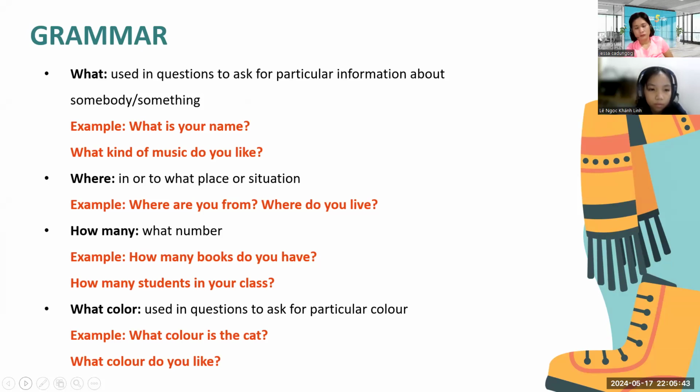Where do you live? How many, what number? Example, how many books do you have? How many students are in your class? What color is used to ask for a particular color. Example, what color is the cat? What colors do you like?